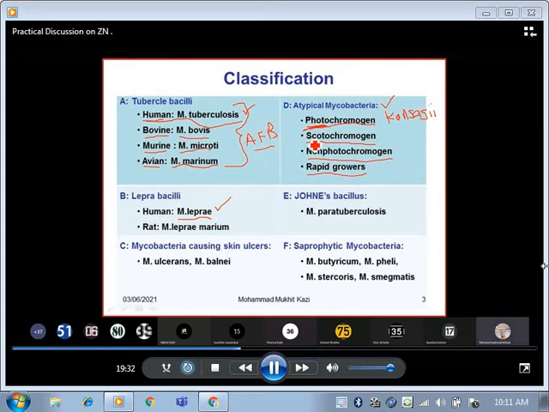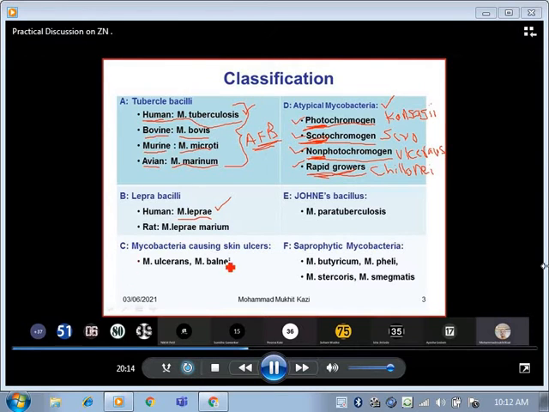Then scotochromogens: Mycobacterium scrofulaceum. I told you to remember it as scrofulaceum. Okay. Then non-photochromogens, generally ulcerans. We all know that we all suffer from ulcers, so I told you to remember this as the name of the organism, ulcerans. And then rapid growers, which I told you, your generation just chill. So chelonei is the Mycobacterium species you must remember as the example of rapid growers. So these are the four atypical Mycobacteria which also come under the acid-fast bacilli.